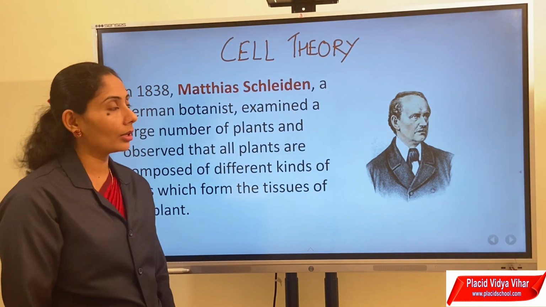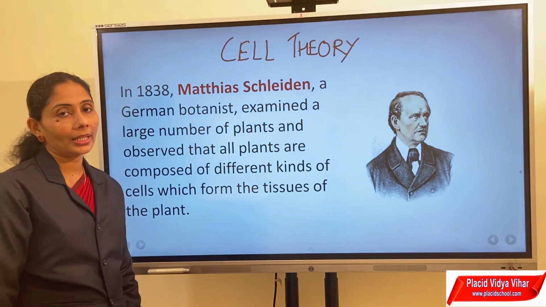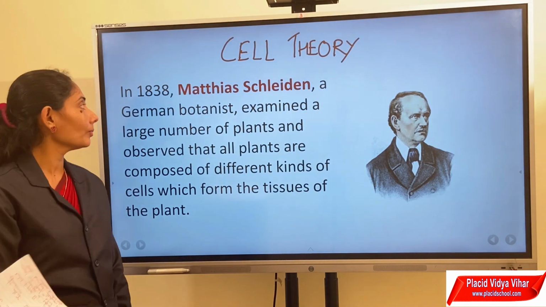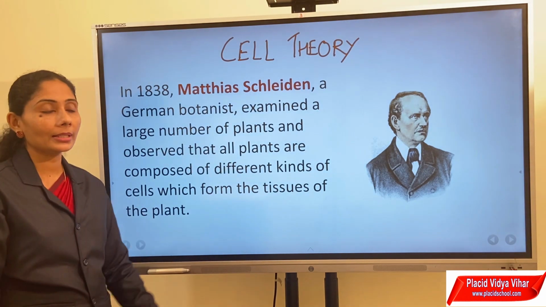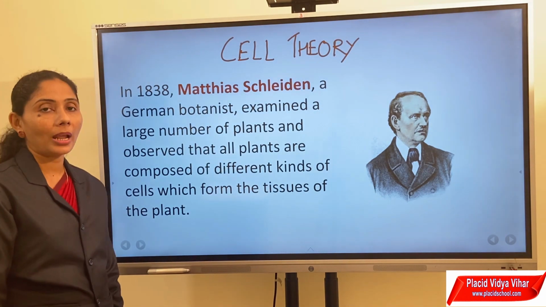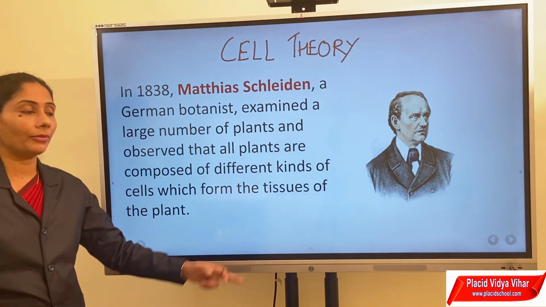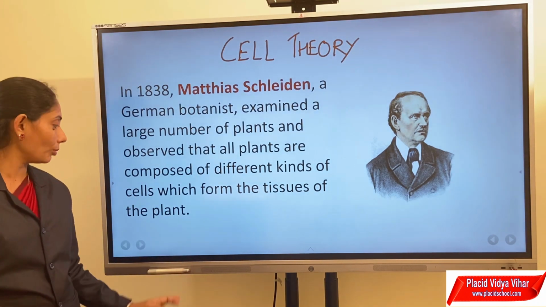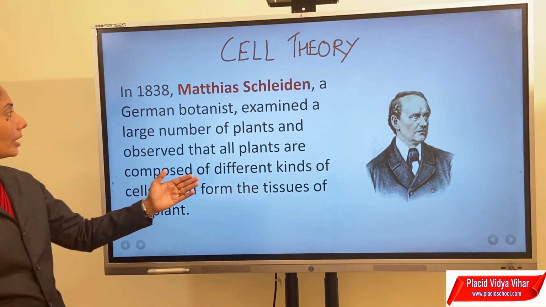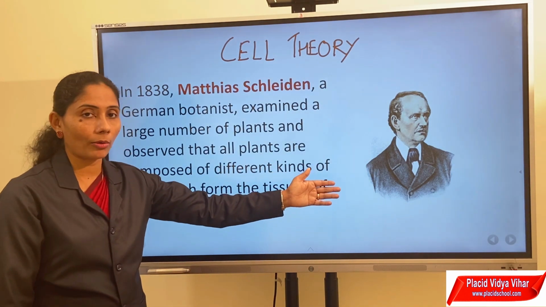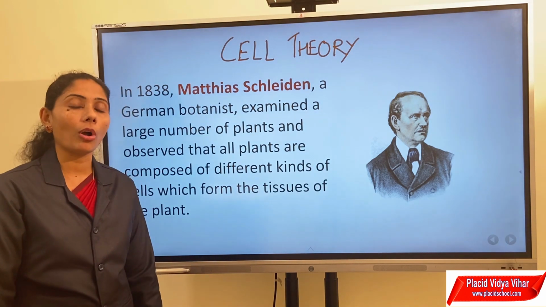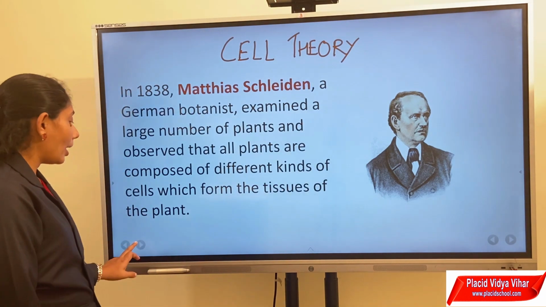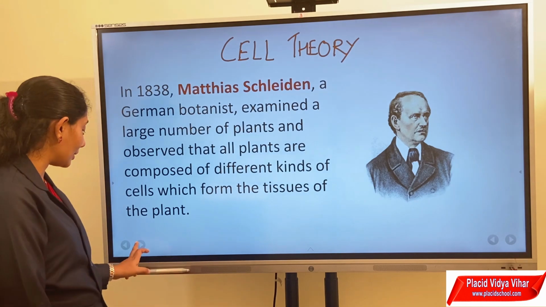Now, in 1838, Matthias Schleiden, a German botanist, examined a large number of plants and observed that all plants are composed of different kinds of cells which form the tissues of the plant. So being a German botanist, he started to study different plants, and he found all the plants were made up of cells.